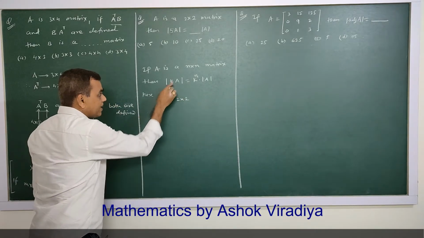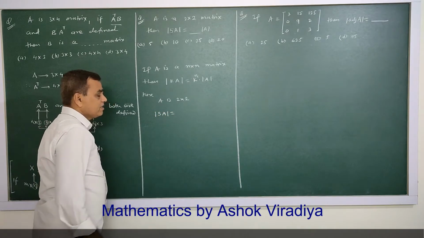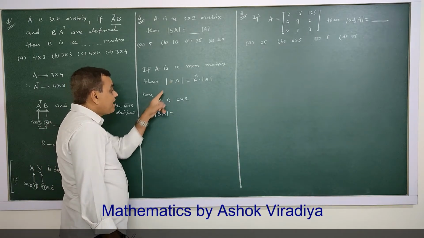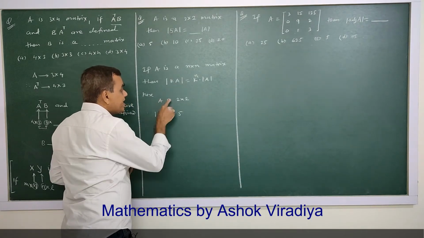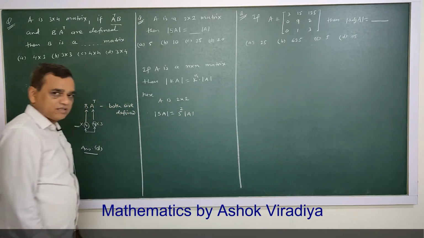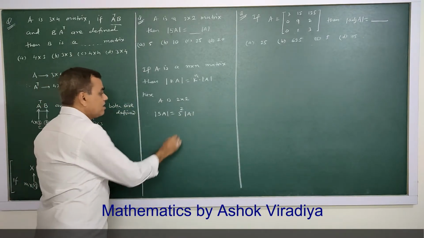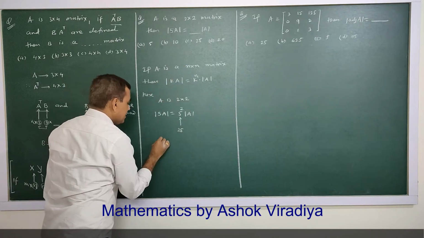So therefore, applying this rule, the determinant of 5 times A equals, say k is 5. So I keep here 5. n is 2, so 5 squared into determinant of A. So this is 25. So the answer is C.